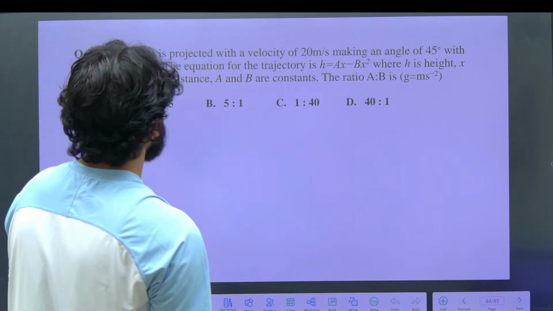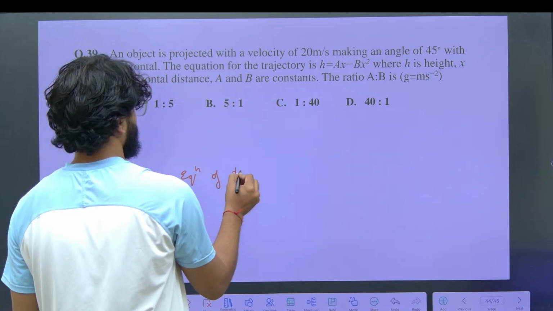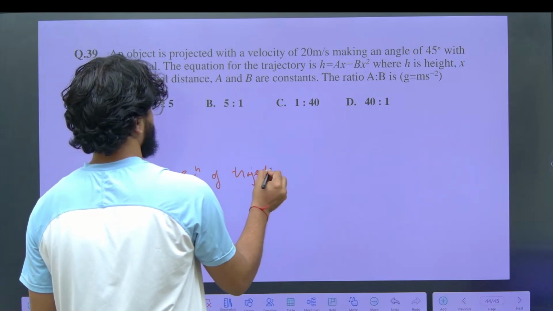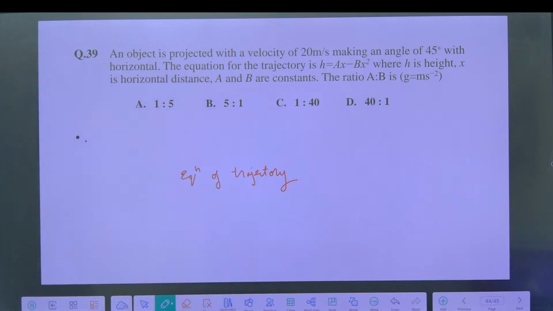So basically we have done, this will be done with equation of trajectory. Correct? Okay. Please do this. And answer for this is del.